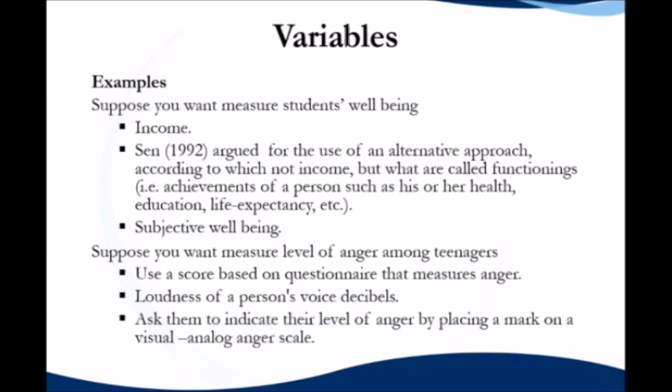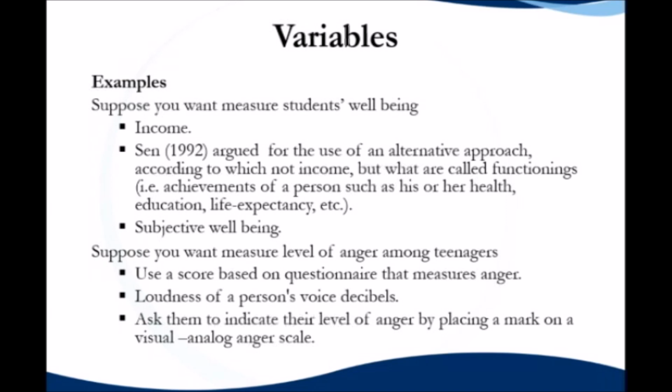Another example is if you want to measure level of anger, let's say among teenagers, you can have a questionnaire that has been validated in the field that is used to measure anger. Or you can look at the loudness of the voice as they speak in a particular scenario or situation, and you can measure the decibels. Or you can ask them to indicate their level of anger. So you can give them a visual analog scale, and they indicate their level of anger on that scale, maybe on a scale of 0 to 10.